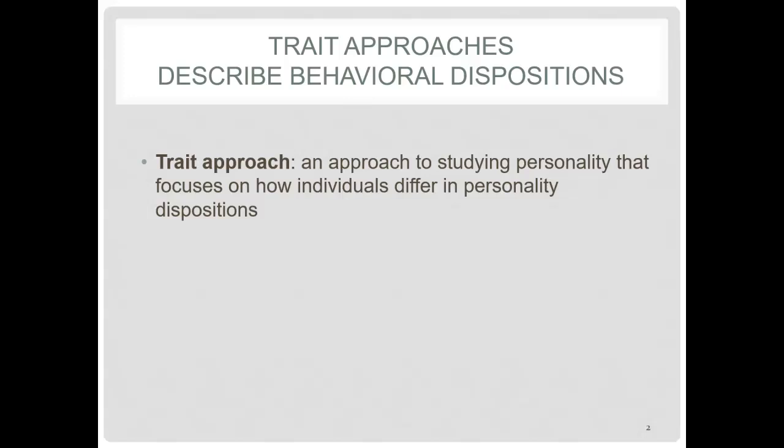So now we're going to talk about trait theories. The trait approach is an approach to studying personality that focuses on how individuals differ in personality dispositions. These dispositions are going to be traits. And there have been a lot of different trait theories over time. We're going to look at the predominant one. We're going to look at the Big Five theory.